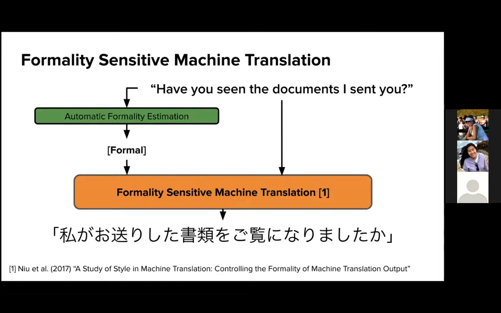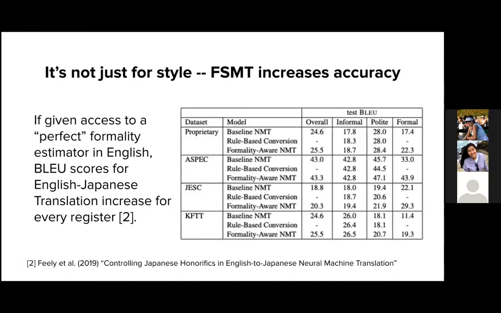You can imagine a machine translation system that would go something like this: you take the English sentence and then you put it into an automatic formality estimation classifier. It tells you how formal it is. And then you can put both that tag and the sentence into machine translation. And then you would get out the proper formality sentence. And this has actually been shown by previous work to increase BLEU score, which is an accuracy metric for machine translation, by up to 10 points in certain categories, especially in the formal categories, because formal is somewhat rare.